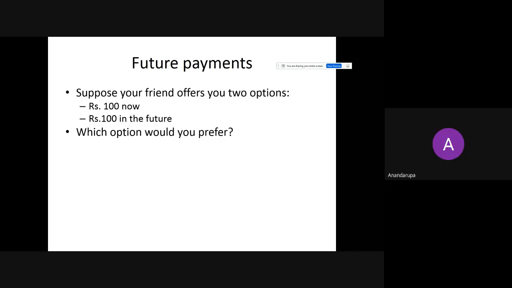100 rupees now. But it's lockdown. What will you do with it? I can earn interest. When you go to the bank, the police will nab you. Invest in a stock. No, you're right. Obviously, we will prefer 100 rupees now.